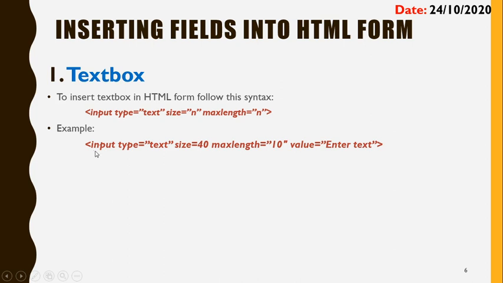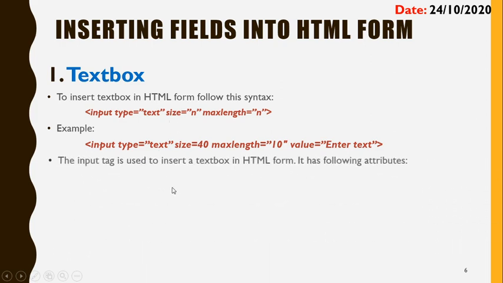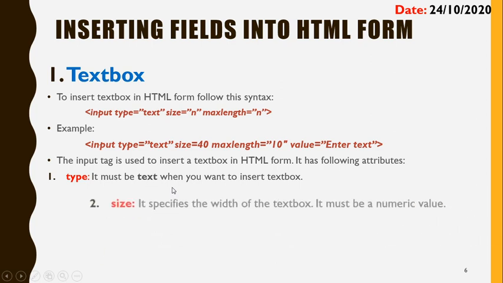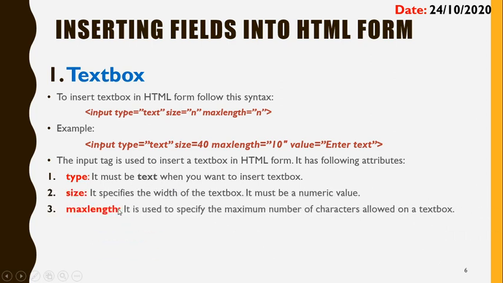First you have to write the input, then one space, and then type. Input means you are asking for information from the user. Then what type of information? You are asking for the text, like a letter or any number. And the size, look here. Okay, I will show you. So in case of the type, it must be text.